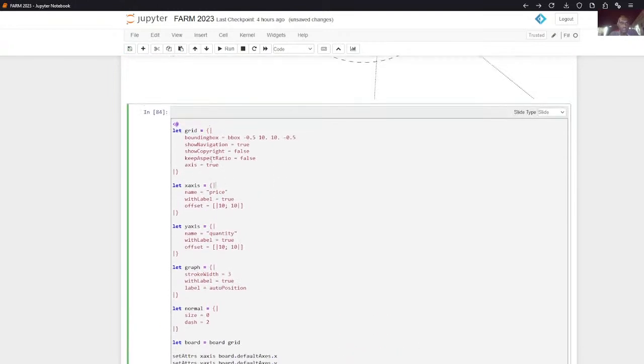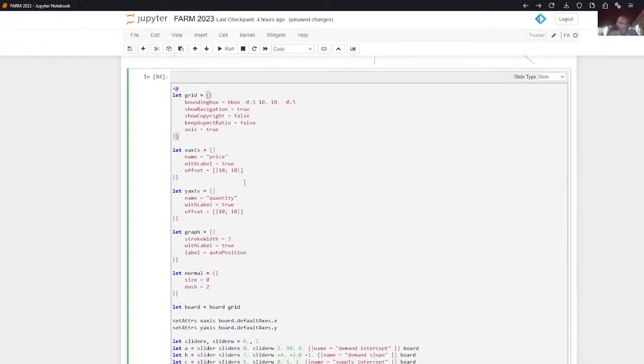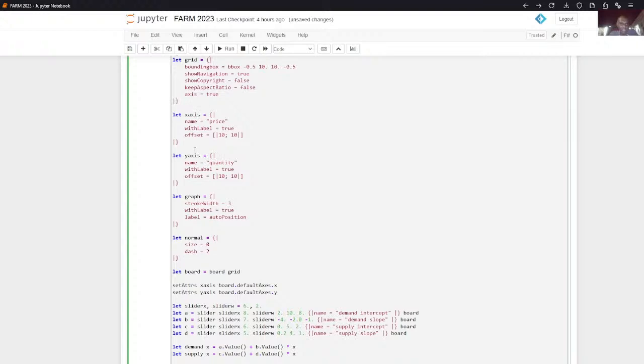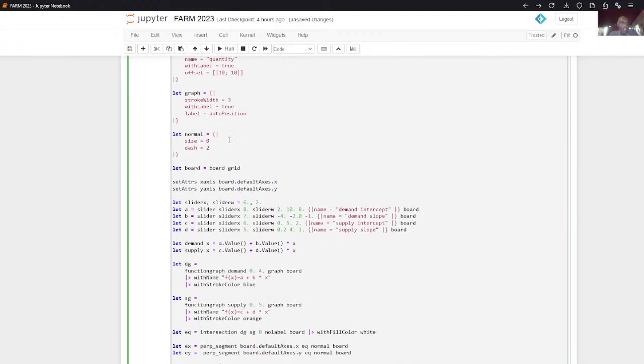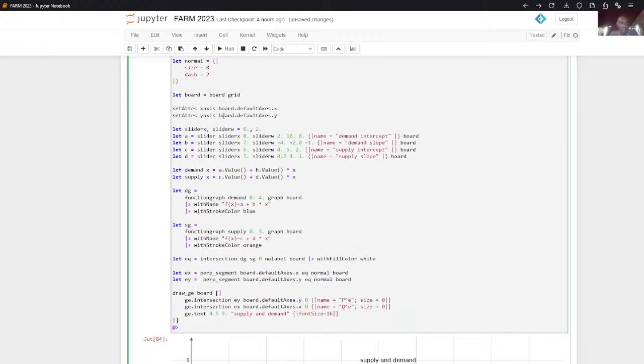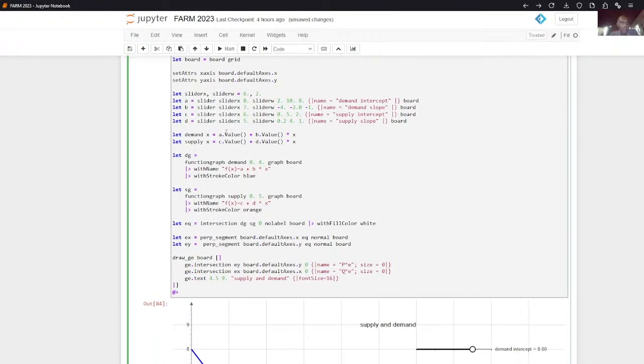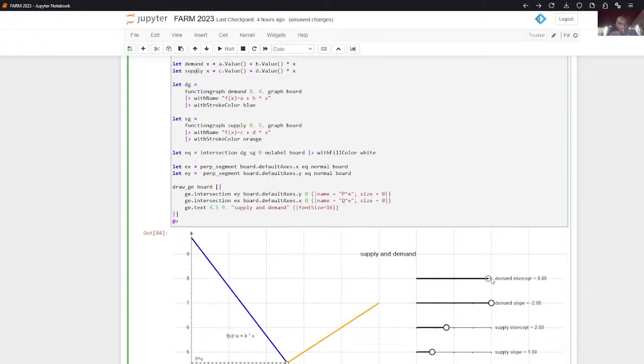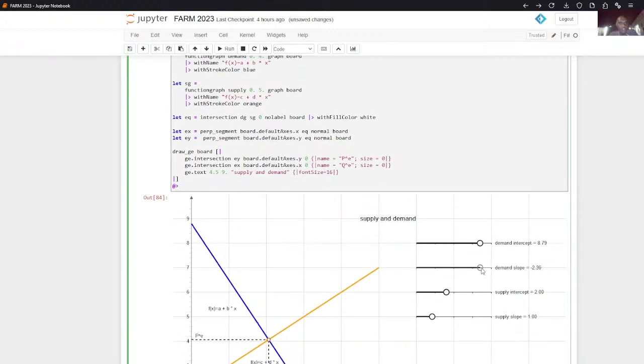So we're just briefly going through it. We're defining a grid, which is what our graph is going to be. We're defining an x-axis and y-axis, just the labels, and properties like the stroke width. So we're setting those grid properties on the board, and then we're defining our sliders. We define what the slider name is, what the range is, and where they're going to be on the board, and then we define our functions in terms of the slider values. As we change the sliders, the visualization changes.